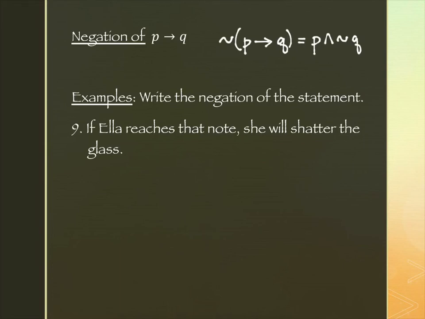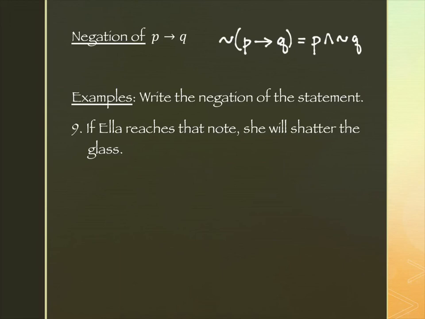If I do my homework, then I get to watch TV. I did my homework and then I sassed my mom and then I still didn't get to watch TV, right? It's my kids. So this is the negation. It keeps the first statement the same, and it creates an and statement with the second statement being false. So that's the negation of it.